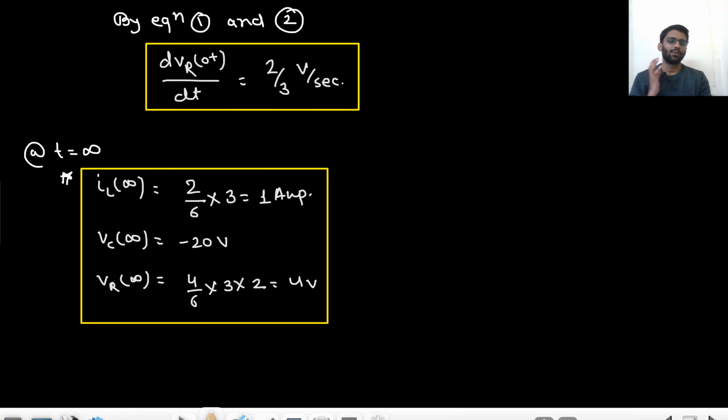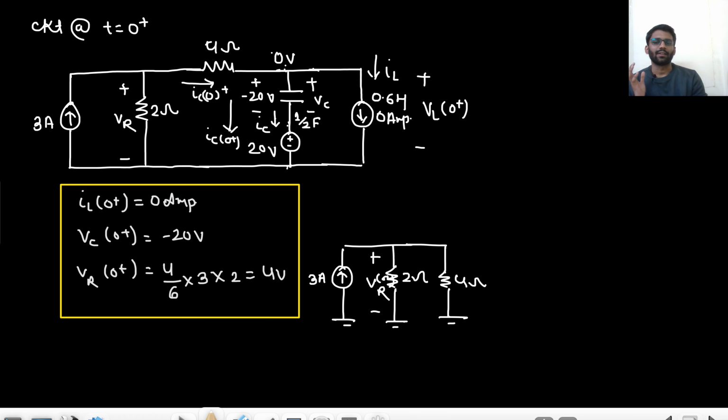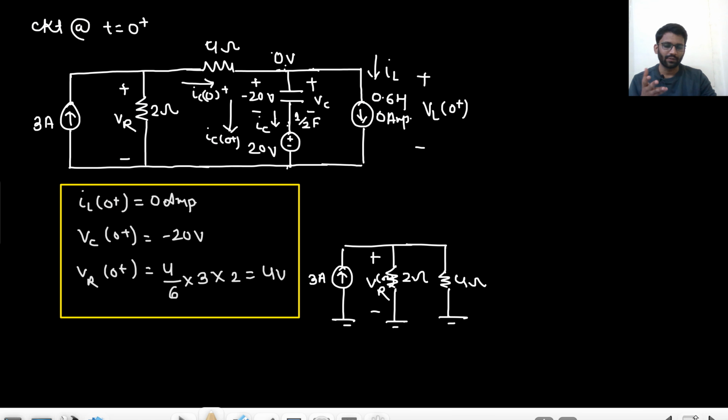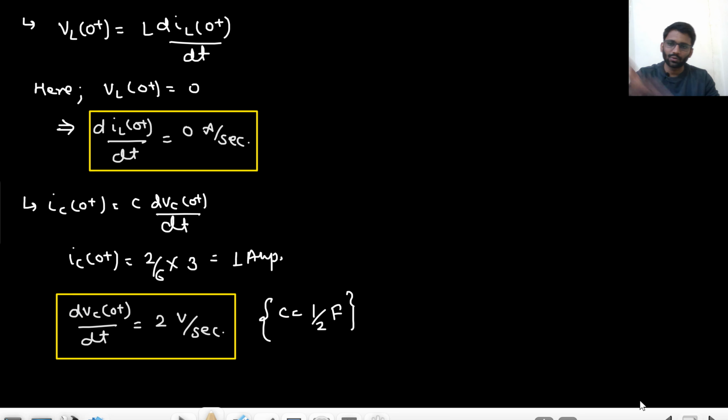So I hope you have understood how to find the initial and final condition. These were two very good examples. First we needed to know the circuit at t equals 0 plus. For that we solved the circuit at t equals 0 minus. So we got to know the circuit at t equals 0 plus, and after finding it, we wrote down these equations. From there we got to know the values.